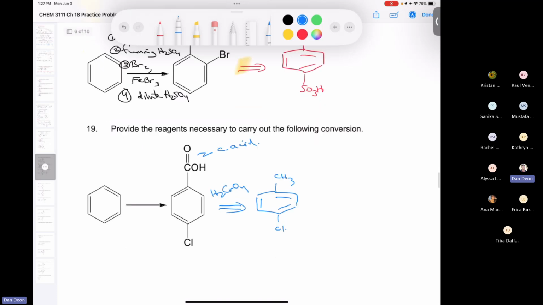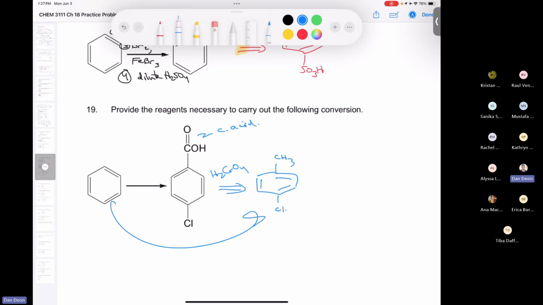So now the question becomes, well, how do I get from here to here? Well, you have the methyl group, which is a weak activator, and then you have the chlorine, which is a weak deactivator. So I would put the methyl group in first, and then the chlorine in second, because it's going to give you a higher yield.